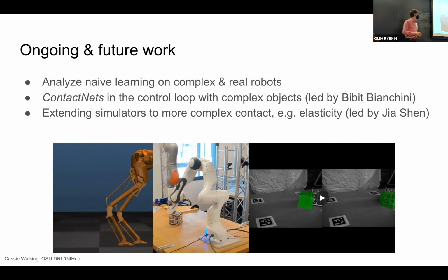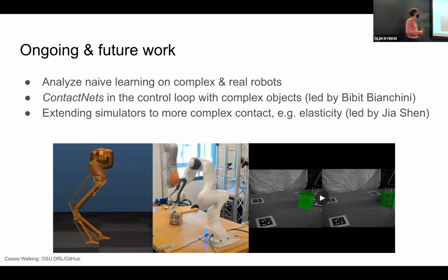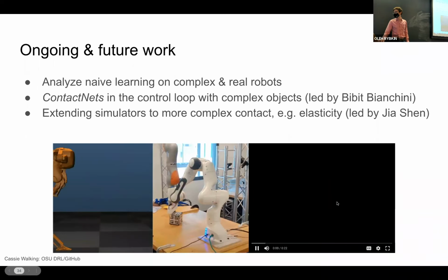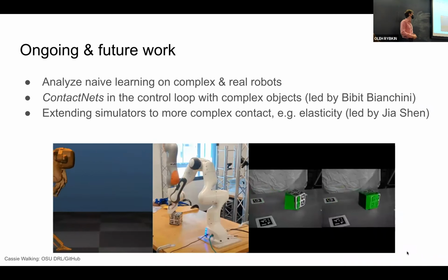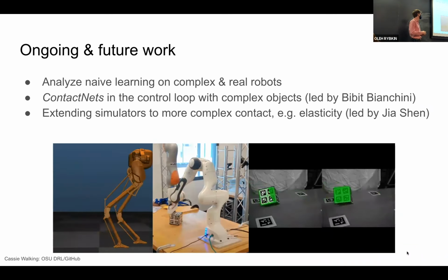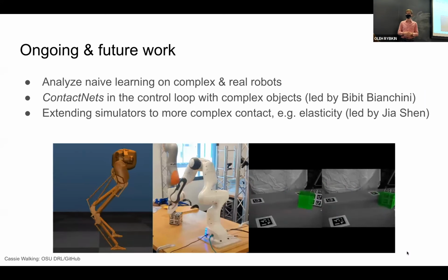So for example, we'd like to do a much more realistic locomotion task. And we'd also like to take our method ContactNets and start using it in the loop in control tasks. And we'd like it to be able to manipulate and learn about objects that are much more complicated than a simple cube. And then finally, the third area of interest is to be able to take some of those artifacts of the simulator, like inelastic impact, and actually use our method to extend the capability of these simulators to model more complex effects, such as restitution that is dependent on the pre-impact condition.